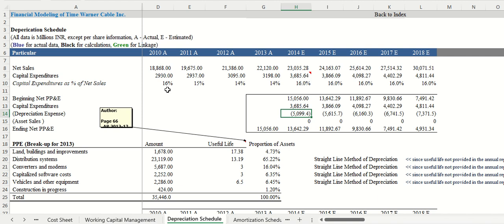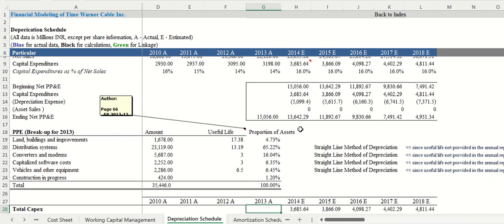Then we have the depreciation expense, which we deduct from the net PPE. And then we have the ending PPE, so it's beginning PPE plus capital expenditure minus depreciation expense. This is the PPE breakup: land and building, distribution system, converters and modems, capitalized software, and vehicles and other investment cost. This is the total amount of PPE, and then we apportion the assets on the basis of different items. We generally follow the straight line method for the calculation of depreciation for these items.